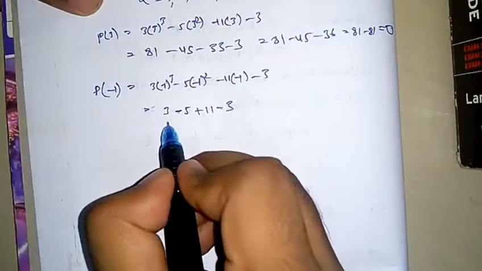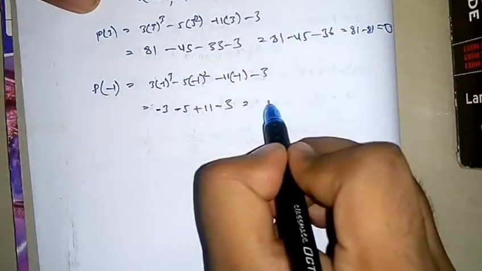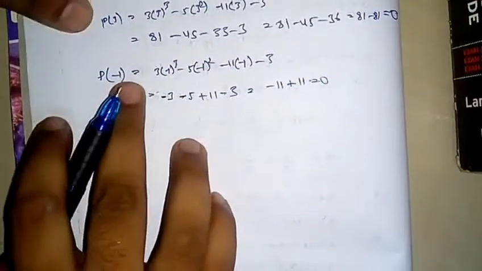So it will be 3 into minus 1 is minus 3, sorry. So which is equal to minus 11 plus 11 equal to 0. Therefore minus 1 is a root of this equation.